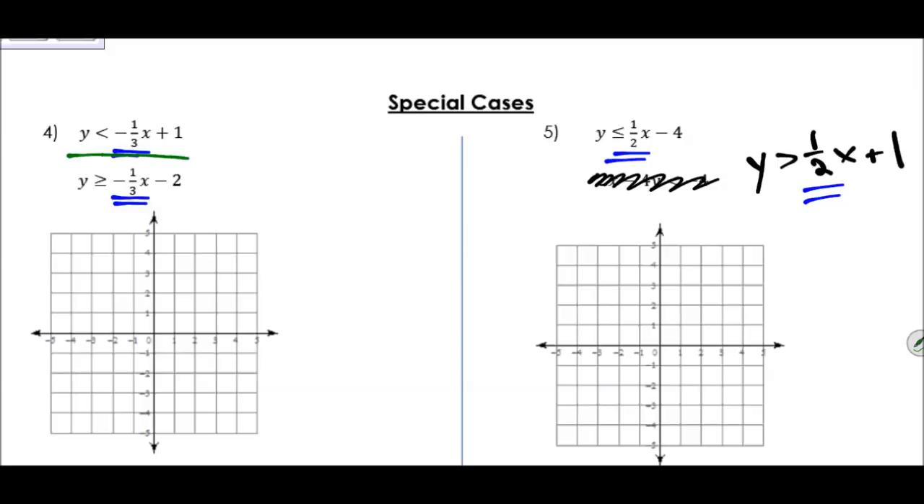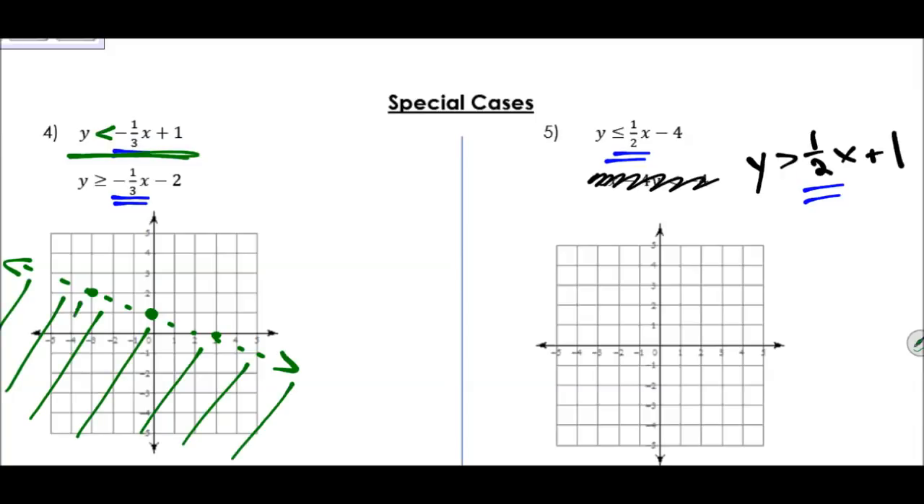I'm going to use green for this one. We have a y-intercept of 1 and a slope of -1/3. And that is a dotted line. And I'm shading below that. It's less than that expression. So I'm shading everything below that line. The next one, I'll keep that in blue.